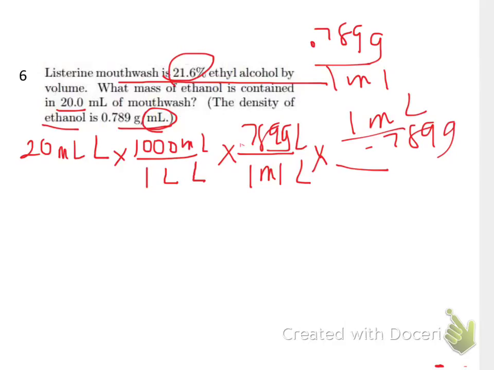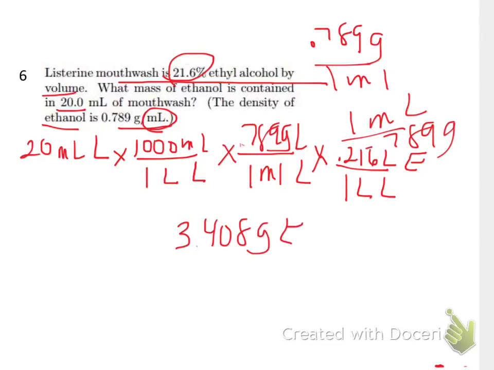Now I also know that Listerine is 21.6% ethyl alcohol by volume. So if I have 1 liter of Listerine, I have 0.216 liters of ethanol. And if I multiply that all out, I get 3.408 grams of ethanol. And from a sig fig standpoint, I have 3 and 3, so I should report in my notebook 3.41 grams of ethanol, also known as ethyl alcohol.